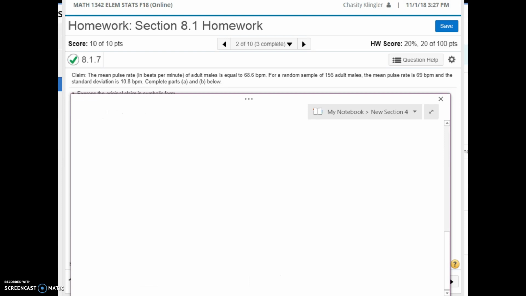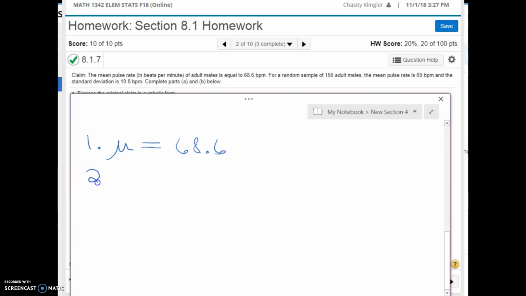So I want you to get used to using the 8-step hypothesis testing, and we're going to do steps 1 through 3. So first step is to write the claim. This says the mean pulse rate in beats per minute of adult males is equal to 68.6. Our key word here is mean. So that means our claim is going to be about a mean, and it says is equal to 68.6.